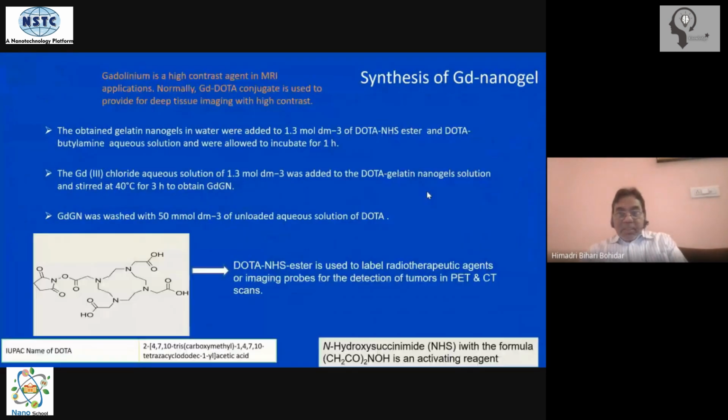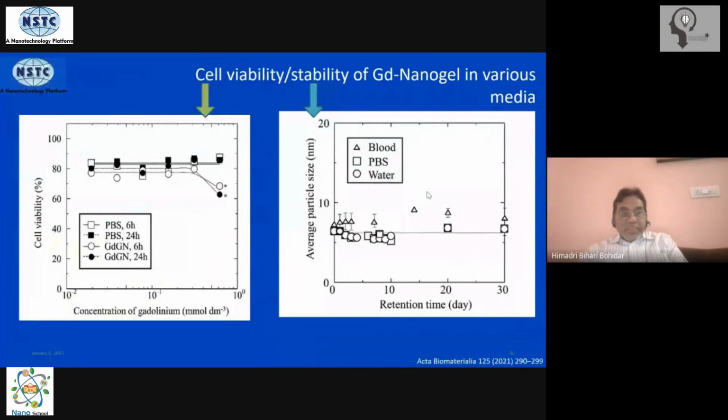These are the pictures. So this we have discussed already. Now this is the cell viability test of the gadolinium nanogel, and you can see that it really does not create toxicity even after a long time, 24 hours.